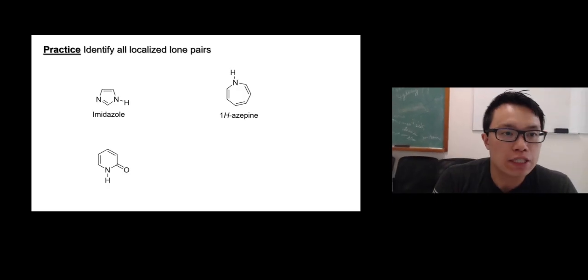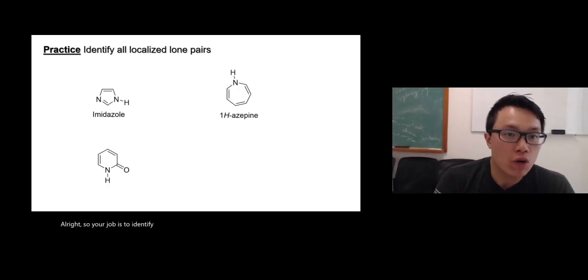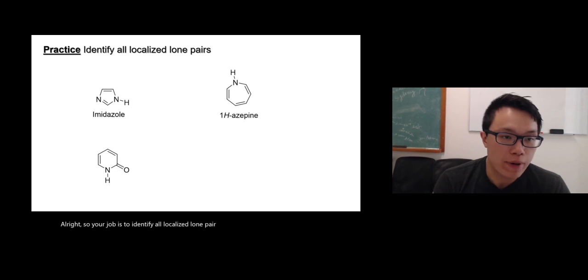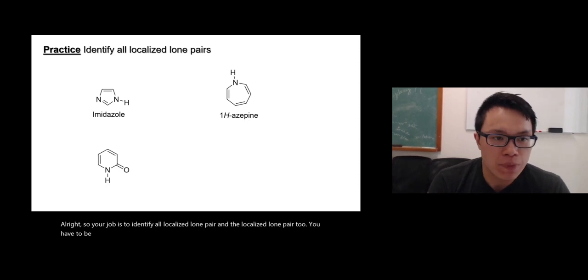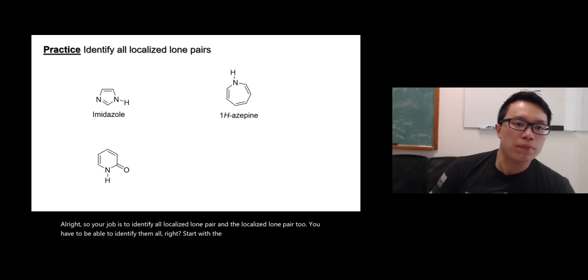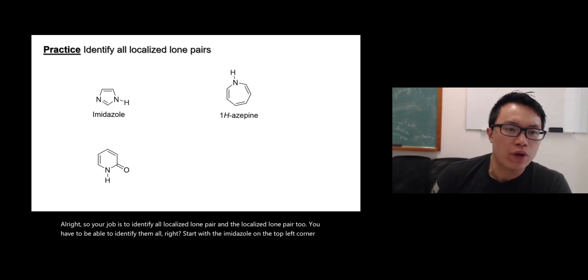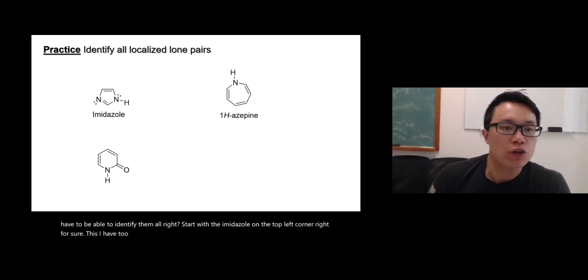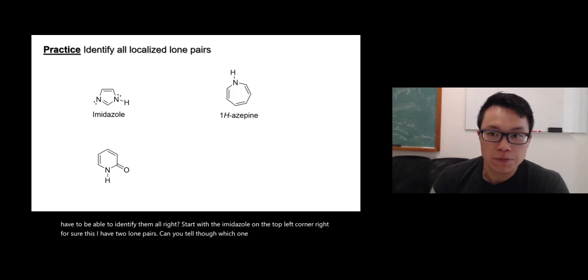All right, so your job is to identify all localized lone pairs and delocalized lone pairs. You have to be able to identify them. Start with the imidazole in the top left corner. For sure, this guy has two lone pairs. Can you tell though which one is localized and which one is delocalized?